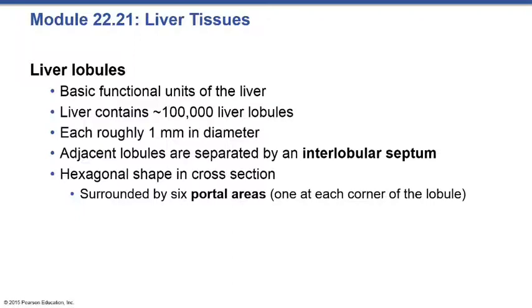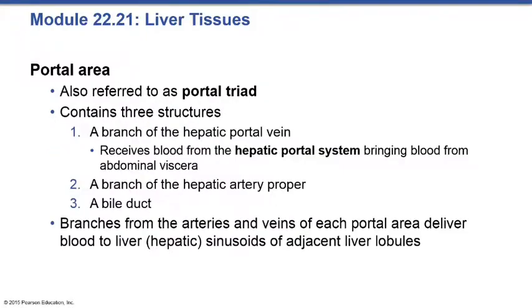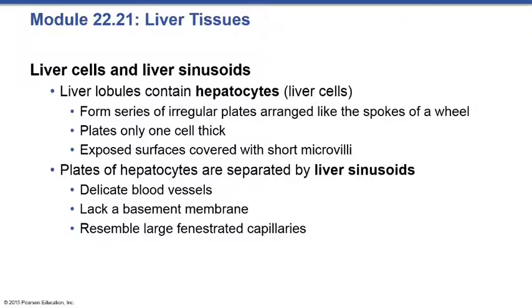Between the lobule structures, there's a divider, a septum. Now these lobules appear as a roughly hexagonal shape, and they're going to be surrounded by 6 portal areas. These portal areas are more commonly referred to as the portal triad, and in the triad, there's a hepatic portal vein, a hepatic artery, and a bile duct, and these 3 are going to run side by side, and I'll show you how they are interacting within the lobules.